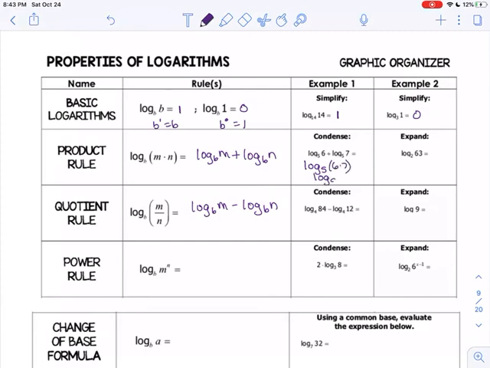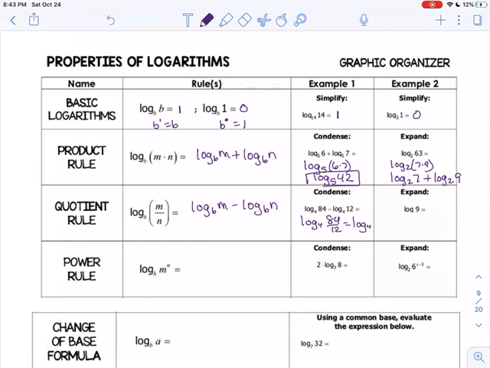And look at some examples here. So if I'm adding them together, as long as those bases are the same, I can take them and combine them with multiplication. And obviously I would just write that as log base b of 42. Okay, if I wanted to expand it, I would just think of two things that equal 63, like maybe 7 times 9, and then I can separate them. When I separate them, I'm going to be adding them together.